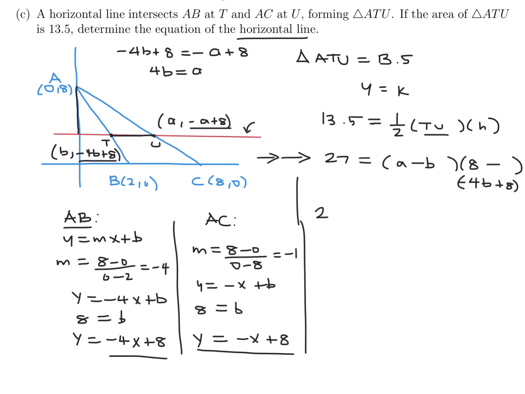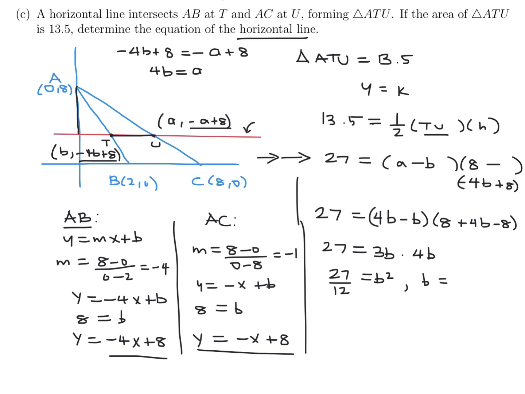So 27, therefore, is going to be A, which is 4B, and then minus B, and this one was 8. Remember, minus minus, so plus 4B minus 8. So I've got 27 is equal to 3B times 4B. Okay, hopefully I haven't made any mistakes. So that's going to be 27 over 12 is B squared, and that's 2.25, so if you take the square root, B would be 1.5. Okay, so that's good.